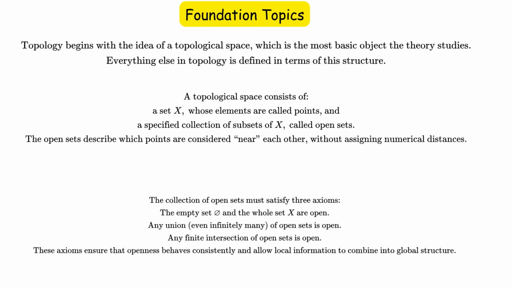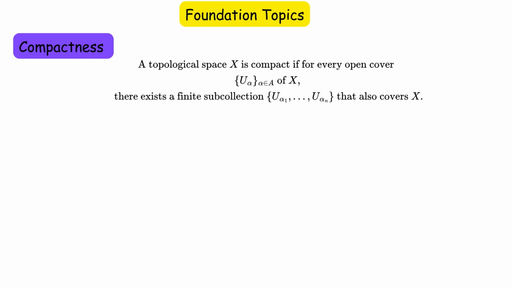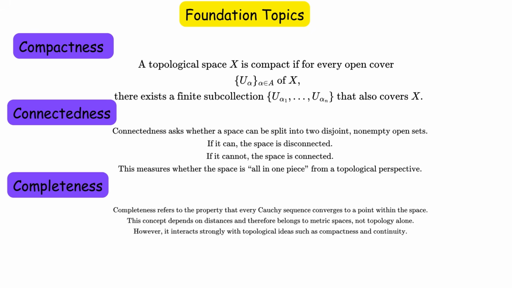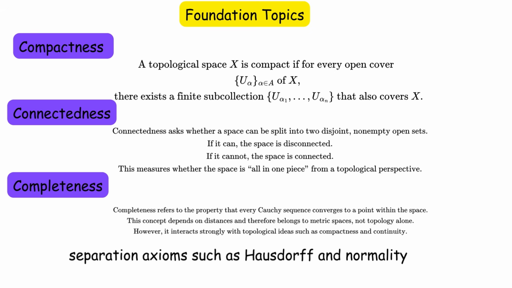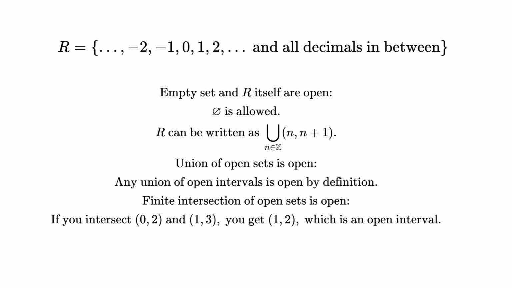of closure under unions and finite intersections, from which arise concepts such as compactness, generalizing closed and bounded sets, connectedness, determining whether spaces can be separated, completeness in metric spaces, bases and subbases for generating topologies, and separation axioms such as Hausdorff and normality. For example, the real line with the standard topology has open sets consisting of arbitrary unions of open intervals.